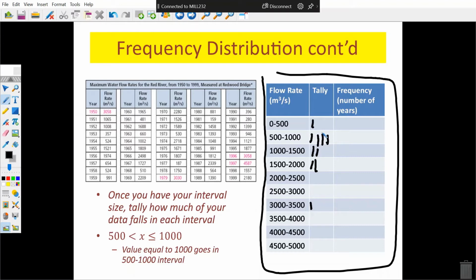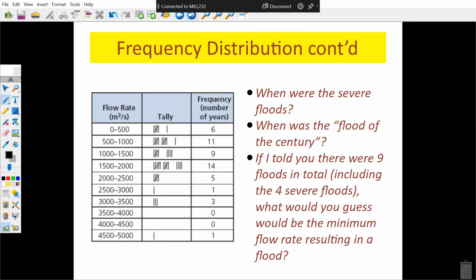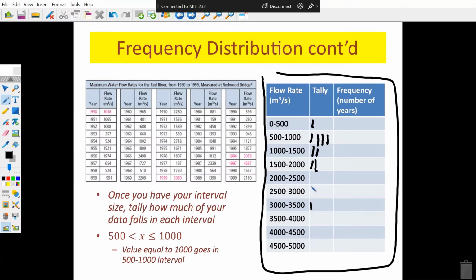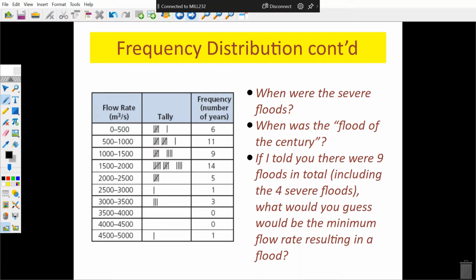Okay. Now, if we click ahead, we've got the answers all filled in. And this is what it looks like. The tally is how many occurred in there, and the frequency is what you get once you've added up all the numbers in the tally. So there were 6 years where the flow rate was between 0 and 500. There were 11 years where it was between 500 and 1,000. There were 9 years where it was between 1,000 and 1,500, all the way through.